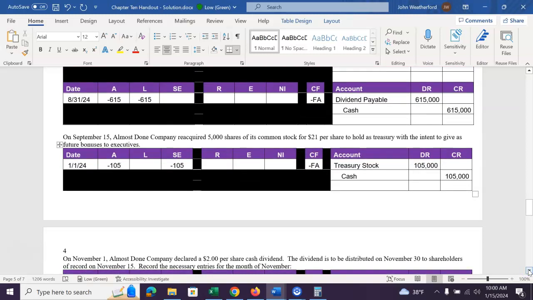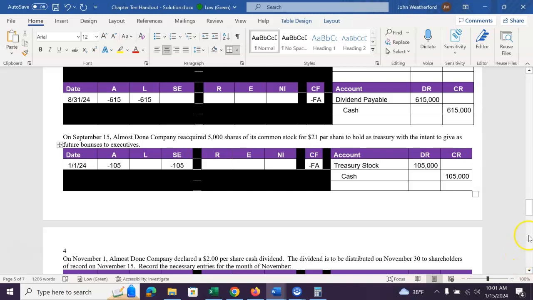On November 1st, Almost Done Company, pardon that slip of the tongue there. On November 1st, Almost Done Company declared a $2 per share cash dividend. The dividend is to be distributed on November 30th to shareholders of record on November 15th. Record the necessary entries for the month of November.